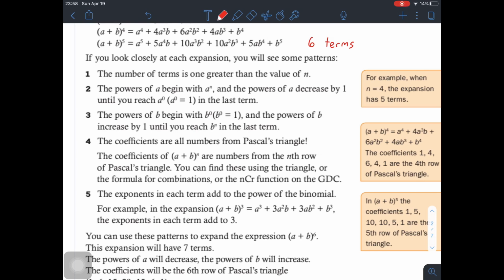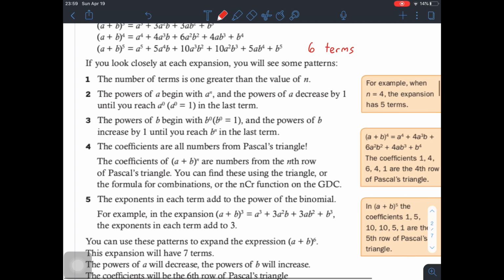The easiest way usually is just by building the triangle, unless we're asked to find, for example, a plus b to the power of 20. In that case, we would not build 20 rows in the triangle because it would take too much time. Although you can, but you will waste too much time. In that case, it may be easier to use the formula instead.